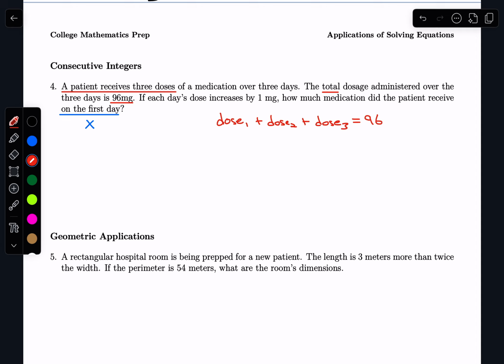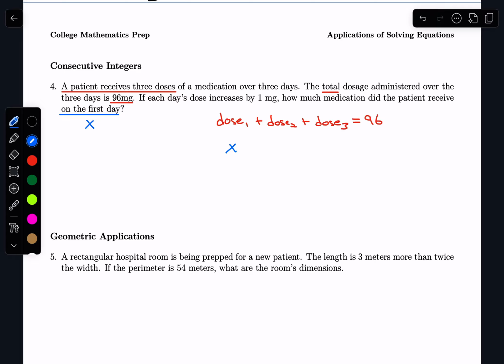All right, so now we're solving for the dose on the first day. So we know that dose 1 is our X. So I'm just going to replace it with X right there. But now we need to write something in place of dose 2 and dose 3 that involves X, because we want to have only one variable in our problem. That way we can solve for it.